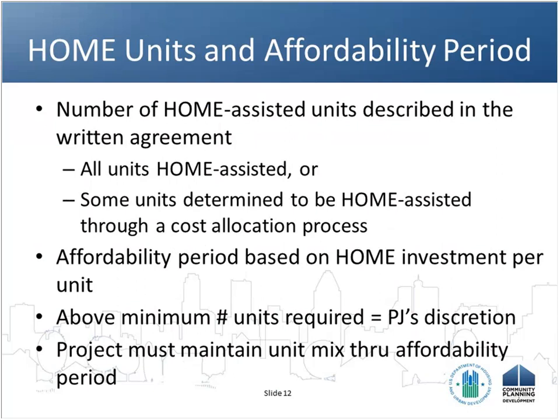So we're now going to be talking about our units and the affordability period. Within our written agreement, we're also going to be describing those HOME units, determining which of those units are going to fall under the HOME requirements, which might be unrestricted and maybe market rate units. And we're going to determine the number and that breakout of units using our cost allocation process.